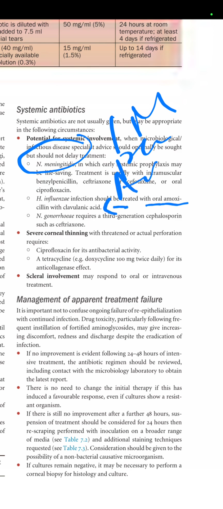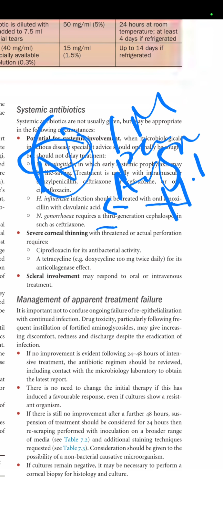Usually Augmentin is used for H. influenzae. N. gonorrhoeae requires a third generation cephalosporin such as ceftriaxone. So basically N. gonorrhoeae is treated with ceftriaxone.